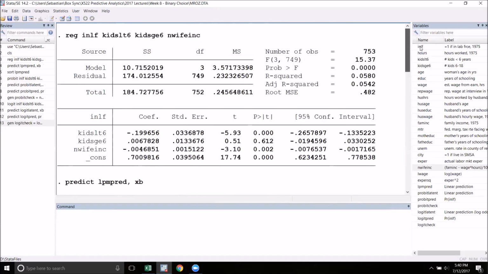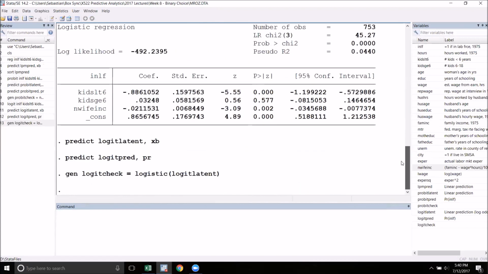If we go back to the LPM and ask the question, what is the effect of having one more kid on the probability that a woman will join the labor force? Well, we can simply look at this number right here. When we add a new child to the family, the probability that the woman will join the labor force goes down by about 20 percentage points. Note that this does not depend on the husband's income or the current number of kids. It's completely independent of those things.